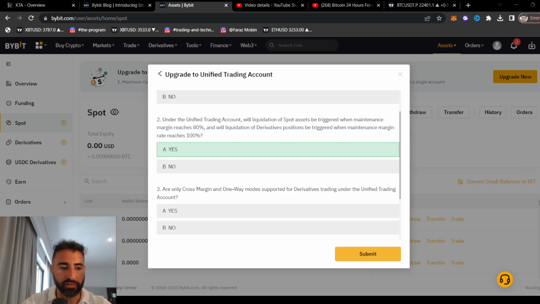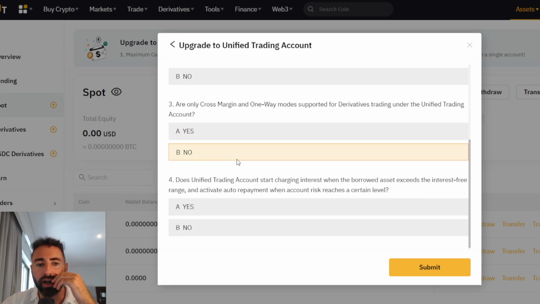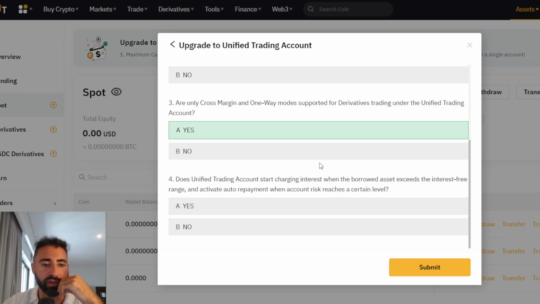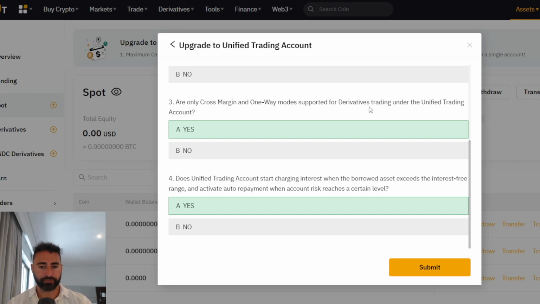marker at the top left of your screen typically, or at least that's how I'm used to seeing it in the past. Anyways, are cross margin in one-way mode supported for derivative trading under the Unified Trading Account? Yes, we've gone over this obviously. And does the Unified Trading Account start charging interest when the borrowed assets exceed the interest-free rate range, and activate auto repayment when account risk reaches a certain level? Yes, of course it does. All right, so there you go.